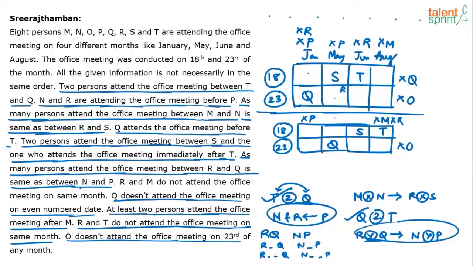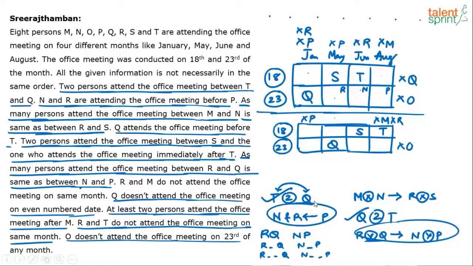This is already blocked by R. Can N come here? If N comes here, then P has to come here. That's the only possibility. So N can come here and P can come here. So between R and Q, there is 1 person, S. Between N and P, there is 1 person, whoever comes here. And we have also satisfied this condition. Both N and R are before P.